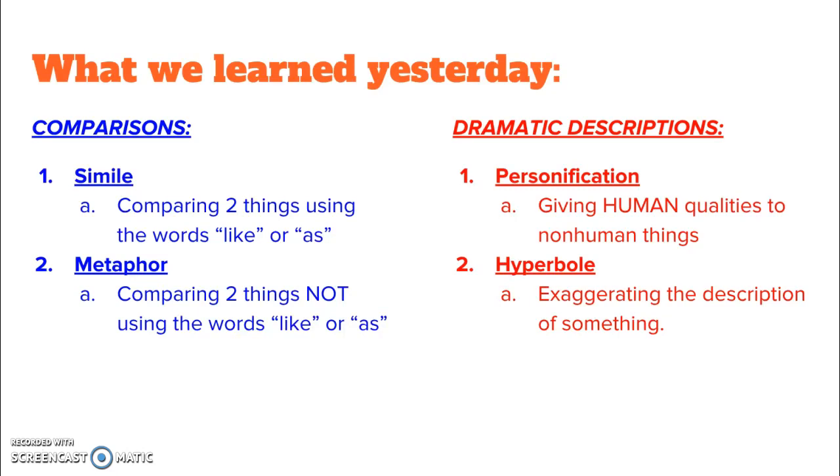Figurative language in the dramatic descriptions category includes personification and hyperbole. So in the first one, personification, that's giving human qualities to non-human things. Second, hyperbole is exaggerating the description of something, so going over the top in your exaggeration. So with these 4 things in mind, this is what we learned yesterday. Now let me get into a review. Let me show you some examples, and then I want to give you some clues for each example.